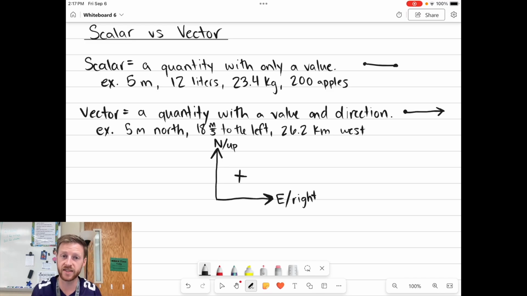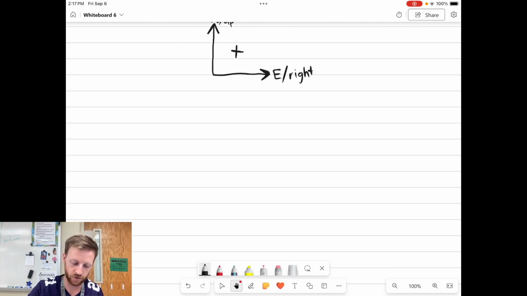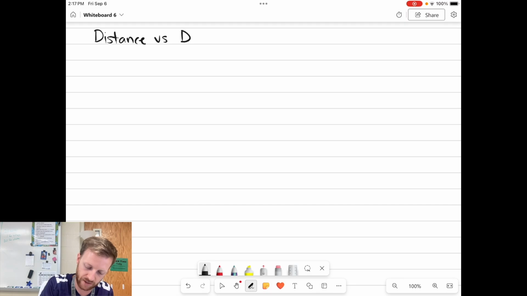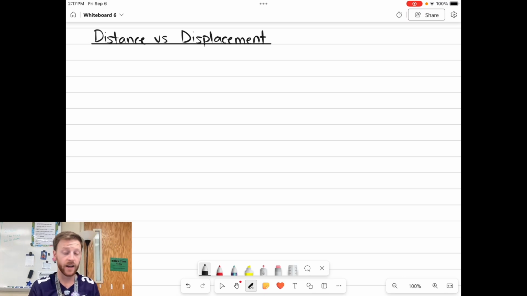So if you've got a handle on what a scalar and a vector is, now it's time to actually apply this to distance and displacement. We're going to scroll this down a little bit. And now it's time to talk about distance versus displacement, the thing we actually came here to talk about today. And you'll see why scalar and vector is important to talk about. Again, we're going to define these separately from one another. We're going to start with distance.